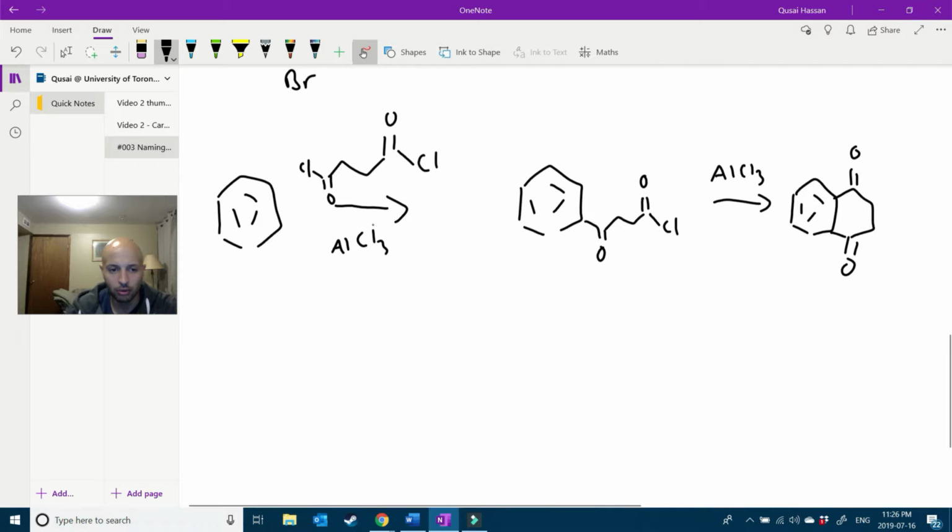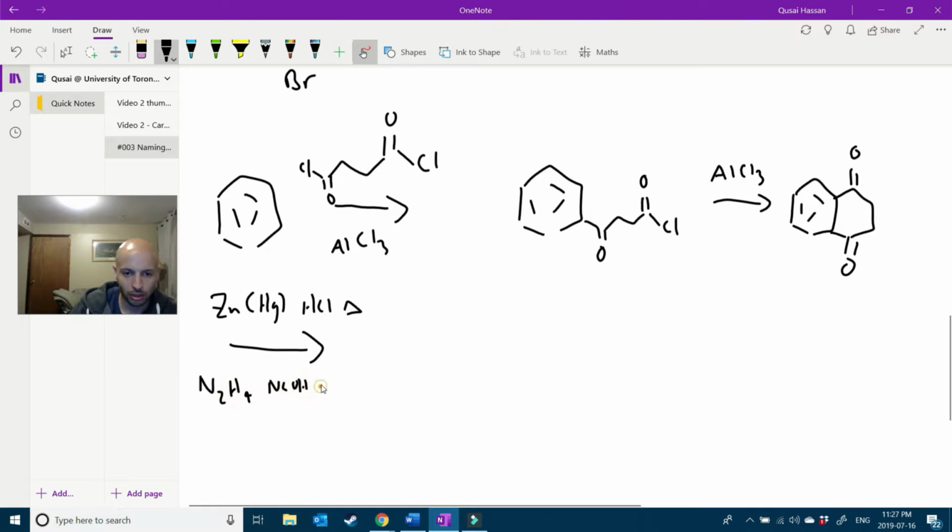Now, how do we get rid of the carbonyls? There are two ways to get rid of the carbonyls, right? You could do this reduction here, zinc with mercury and HCl and heat, or you could do a Wolff-Kishner reaction, right, with hydrazine, NaOH, and heat. And that will get rid of your carbonyls.